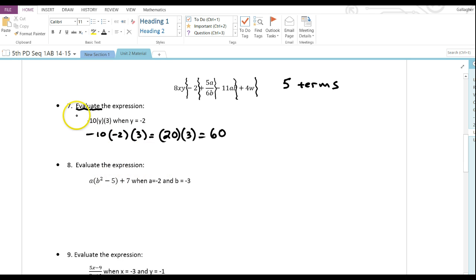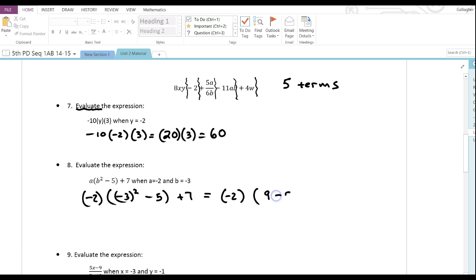The next problem is very similar to number 7. Number 8 is a substitution problem, so we're going to have negative 2, parentheses, negative 3 squared minus 5 plus 7. This is equal to negative 2, I'm just rewriting this number here, times 9 minus 5. This is a positive 9 right there. Plus 7. This is equal to negative 2, parentheses, times 4 plus 7. This is negative 1. Negative 8 plus 7 is negative 1.